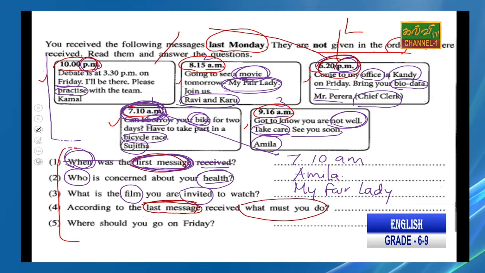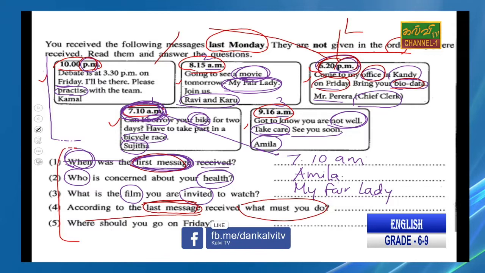Let's see. This is the last message. 6:20 p.m. Come to my office in Kandy. On Friday, they have also given the day. On Friday, you must come there. Bring your biodata. When you come there, you should bring your biodata. The chief clerk says that. So according to the last message received, you do that.